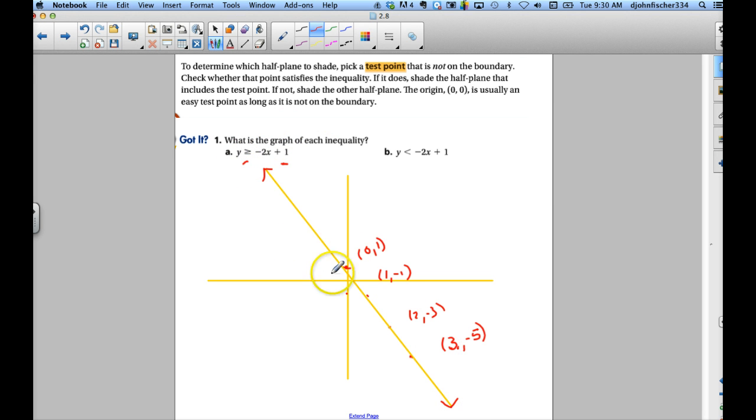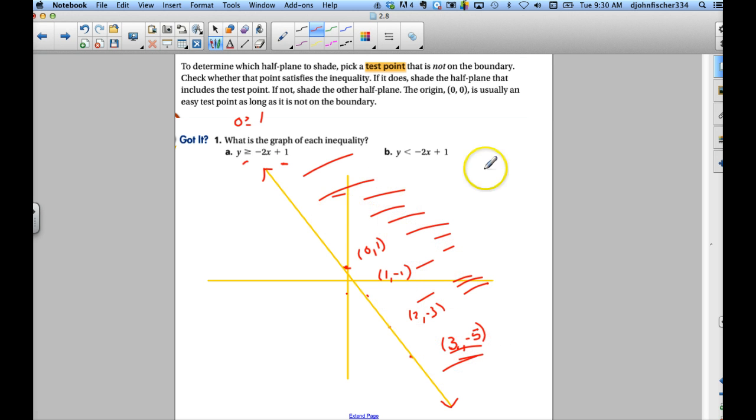Now we have to test it. Well, it doesn't go through 0, 0, so let's test 0, 0. When I say test it, we're going to plug in both 0 for y and 0 for x back into the equation. 0 greater than or equal to 2 times 0 is 0, plus 1 is 1. 0 is greater than or equal to 1. That's false. So I don't want this point, I want the other side, so my shaded region is going to be over here. Anywhere on that side are the points I want.